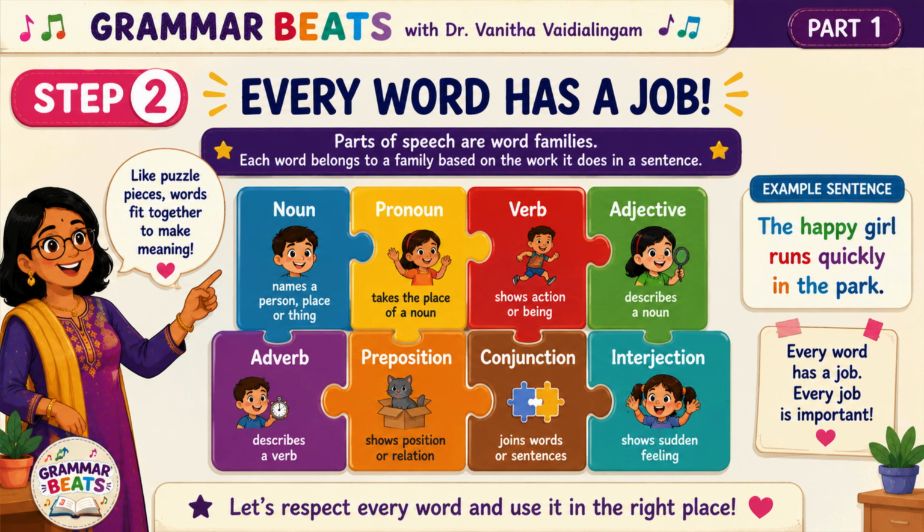Noun gives you the names of persons, places or things. Pronoun takes the place of the noun. Verb shows us the action. Adjective describes the noun. Adverb describes the verb. Preposition shows us the position or relation between objects. Conjunction joins two sentences and interjection shows sudden feeling. For example, the happy girl runs quickly in the park. Let's respect every word and use it in the right place.